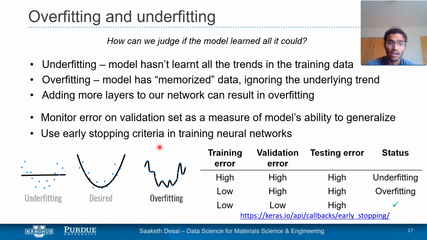On the other hand, a curve like this that passes through all the data points and is extremely high order, so this could be like a 10th order polynomial, is overfitting our data because all it has done is memorize the training data and has ignored the underlying trend, which is the quadratic curve in this case.